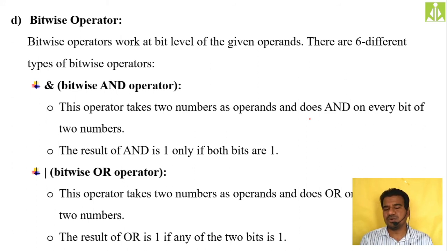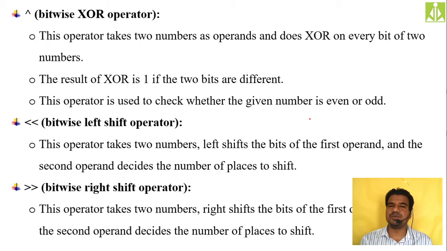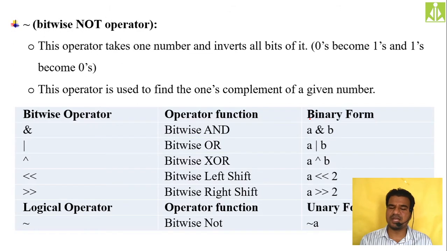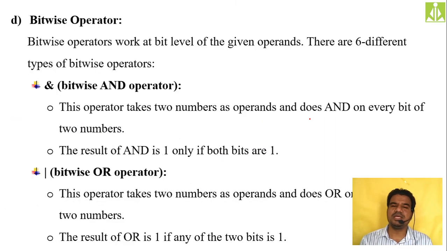The first one is bitwise AND, second is bitwise OR, third one is bitwise XOR. Then the fourth one is bitwise left shift, the fifth one is bitwise right shift, and the last one is the bitwise NOT operator. One by one we need to discuss all these bitwise operator categories.